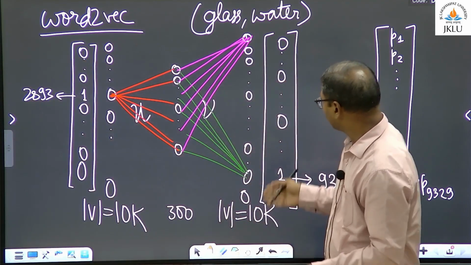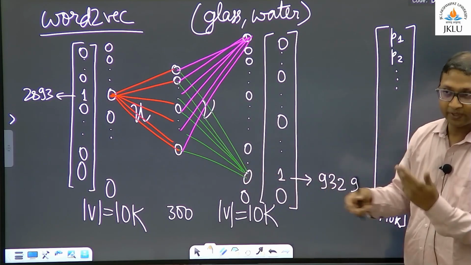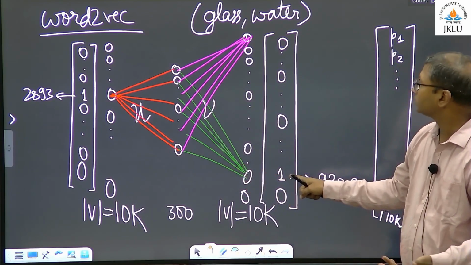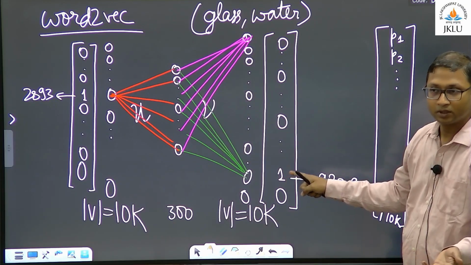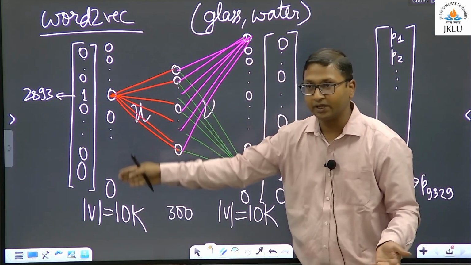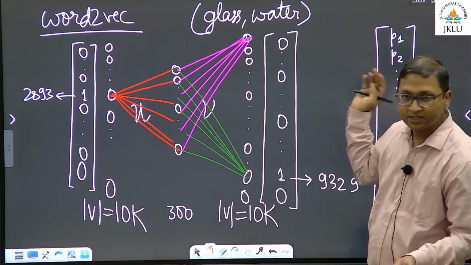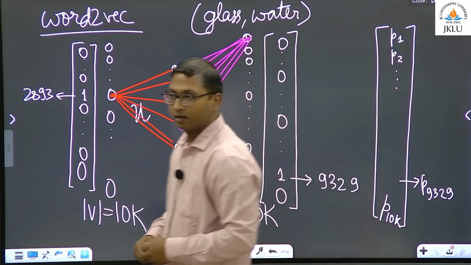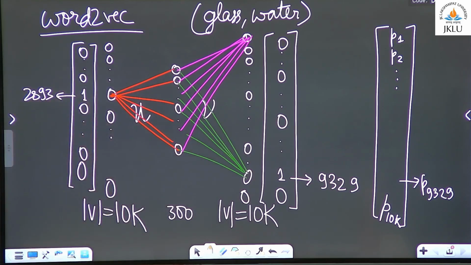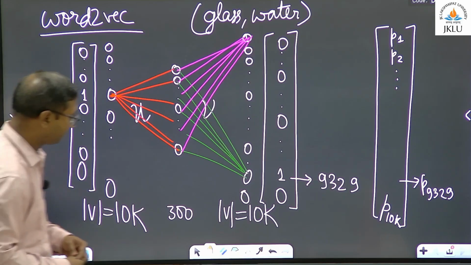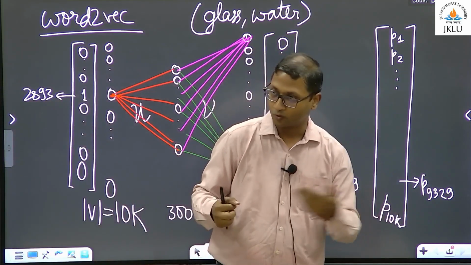But in general, what will happen when you are beginning the training? Most likely this will not be your answer. These numbers are random here, so something else is maximized and you need to backprop and so on.